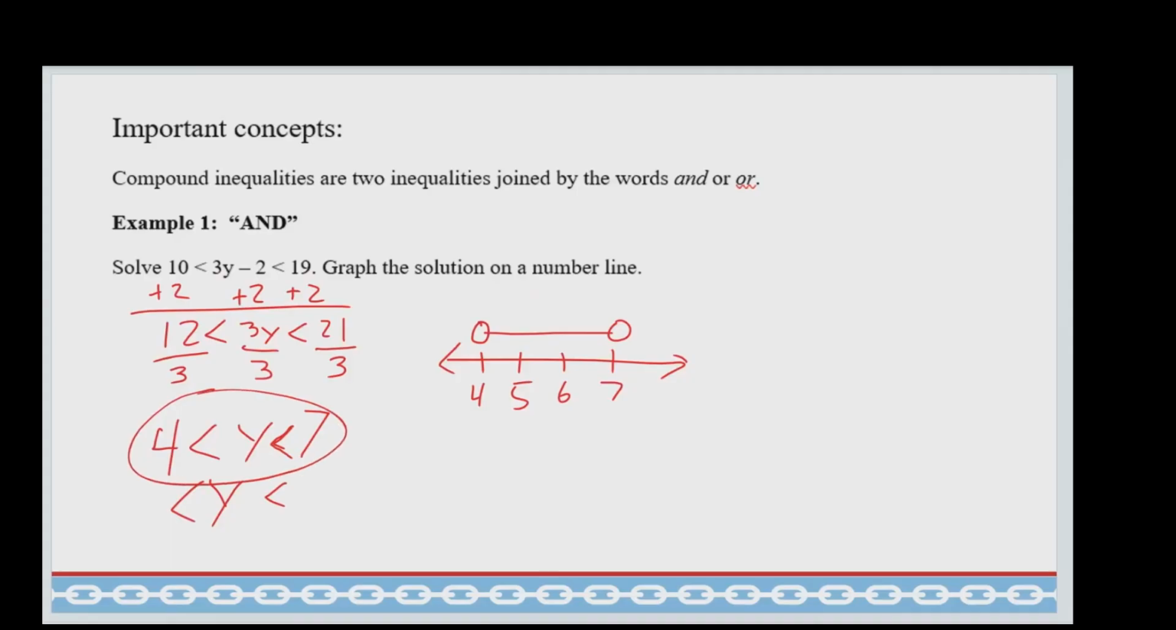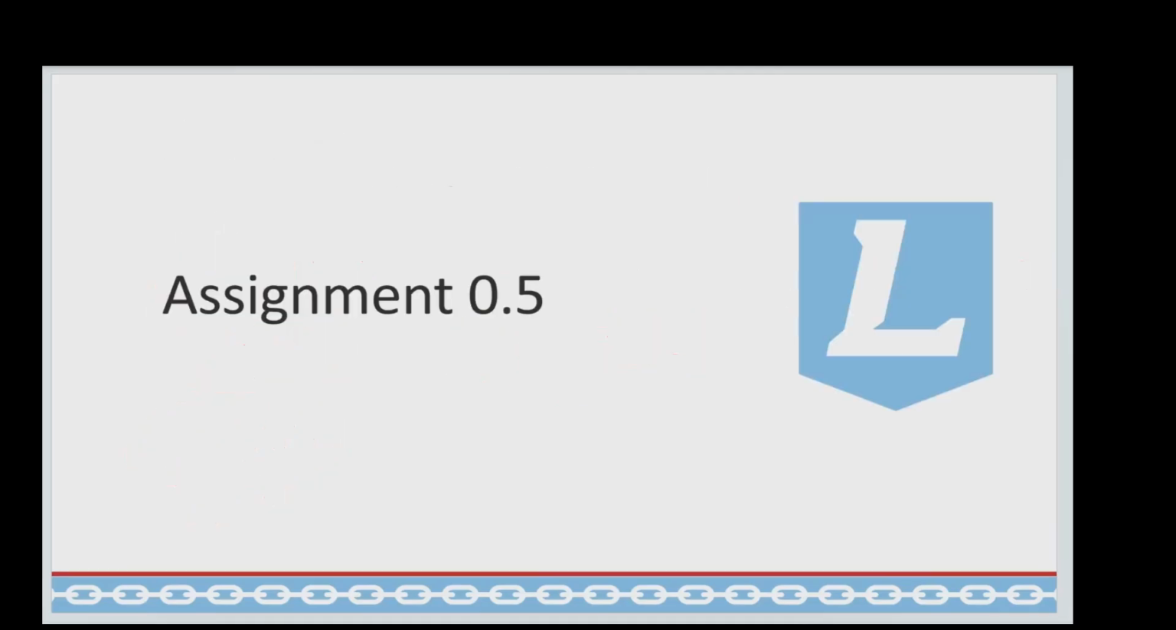If I separated those two out, if I had 4 less than y and y less than 7, this could then become y is greater than 4. So they're going to run into each other this way, so we just connect them all the way across. That should get you started for assignment 0.5.